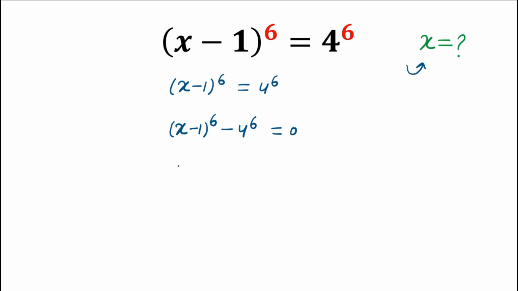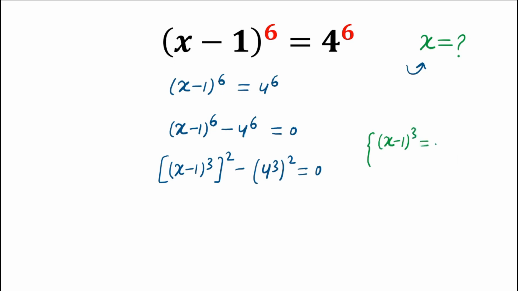(x - 1)^6 is the same as ((x - 1)^3)^2, and 4^6 can also be written as (4^3)^2, and this equals 0. Here we will apply substitution. If we substitute (x - 1)^3 equals a, and 4^3 equals b, then ((x - 1)^3)^2 is a squared, and (4^3)^2 is b squared, and this equals 0.